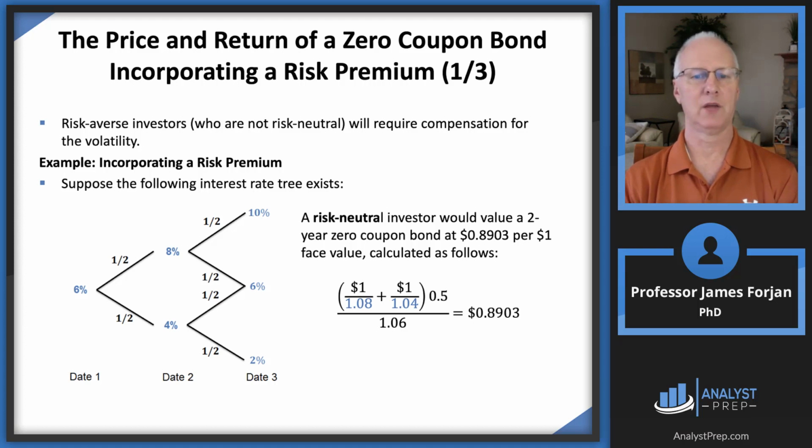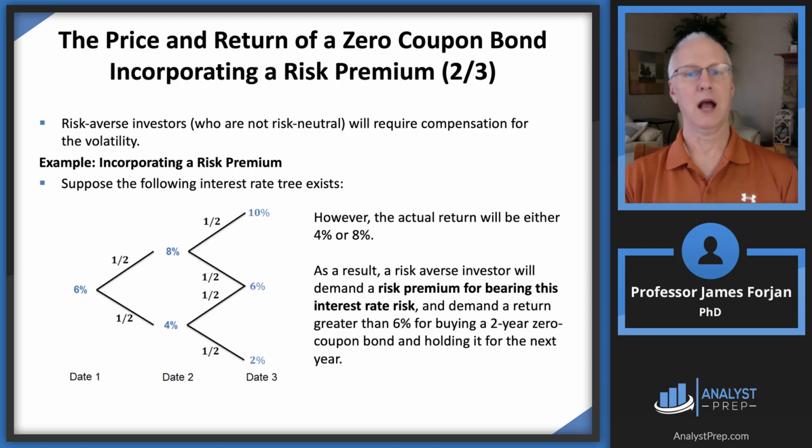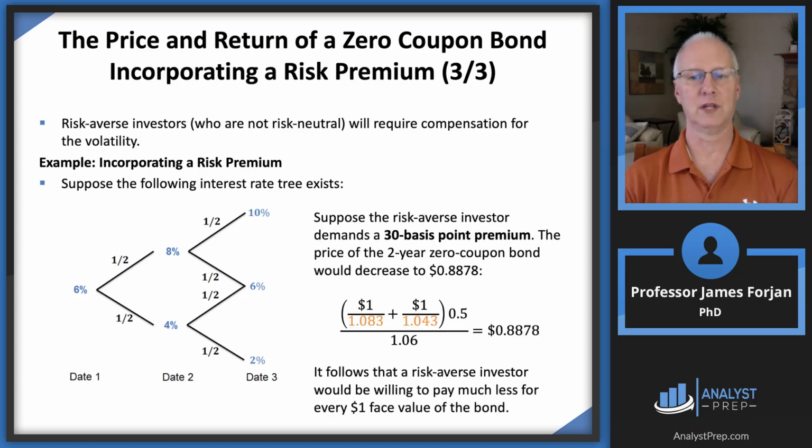All right, so there is our interest rate tree. And let's go ahead and compute the price of a 2-year zero coupon bond for a risk-neutral investor, 89.03. Can we already do that? However, let's go ahead and suppose now that the return can be either the 4 or the 8%. And a risk-averse investor is going to demand a risk premium for exposing him or herself to this extra volatility or this extra uncertainty. And so we're going to come up with the price of 88.